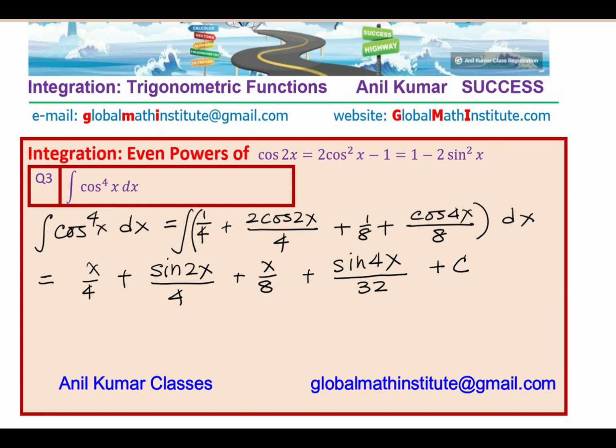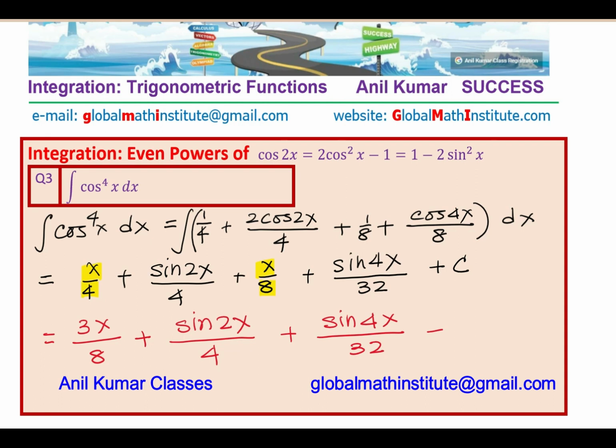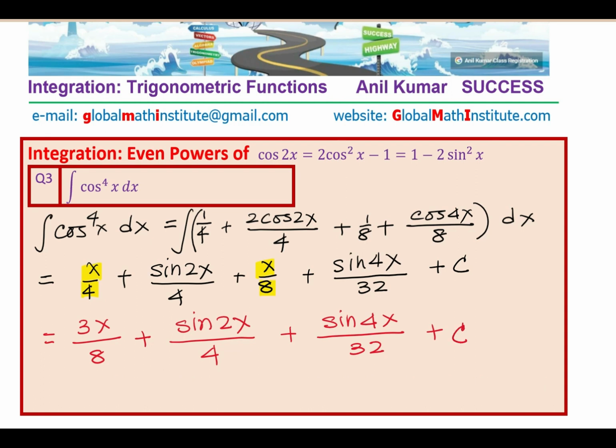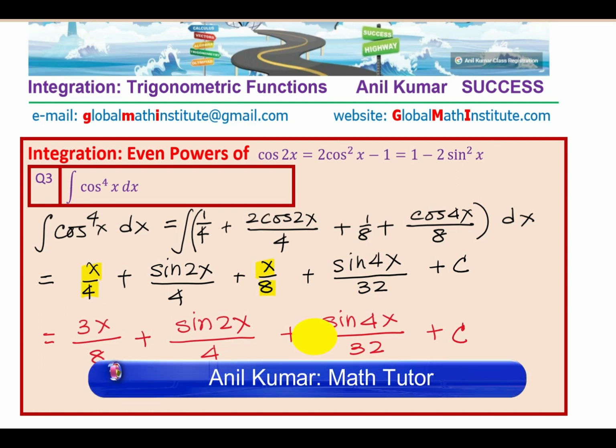Now you can add x by 4 and x by 8, right? You can combine these two terms. We could have done it earlier also and rewrite your answer. So if you take 8 common, you get 2 plus 1, 3. So 3x by 8 plus sin 2x by 4 plus sin 4x by 32 plus c. Make sense? So with that, we have solved and found the integral of cos⁴x dx.